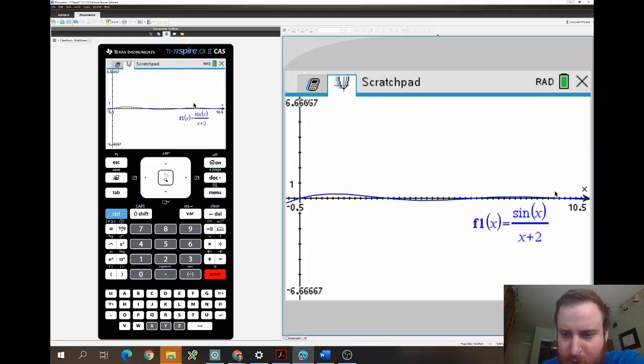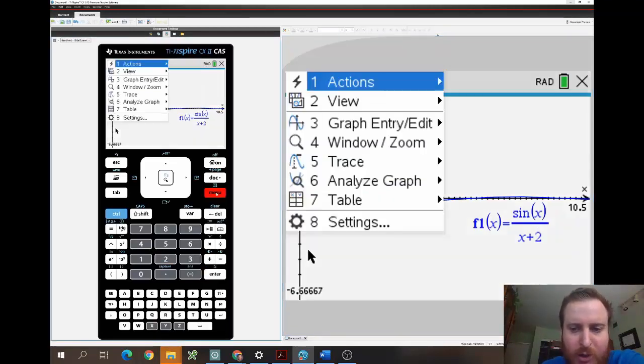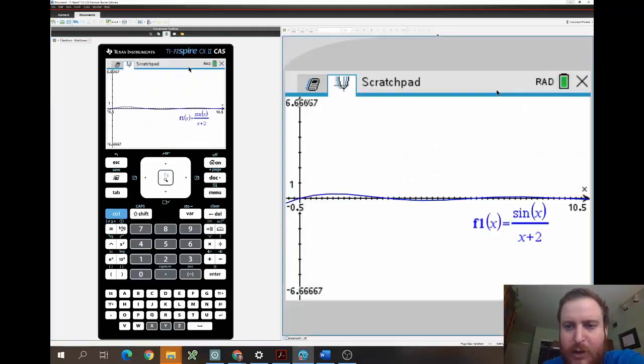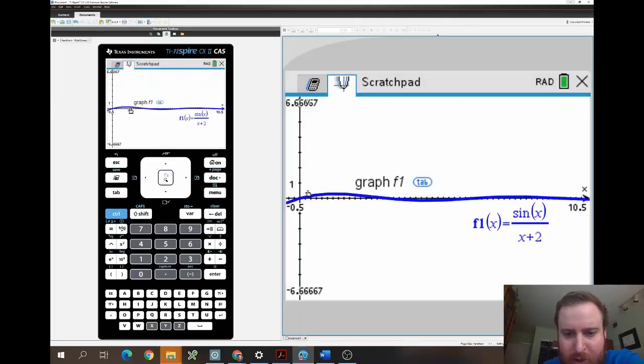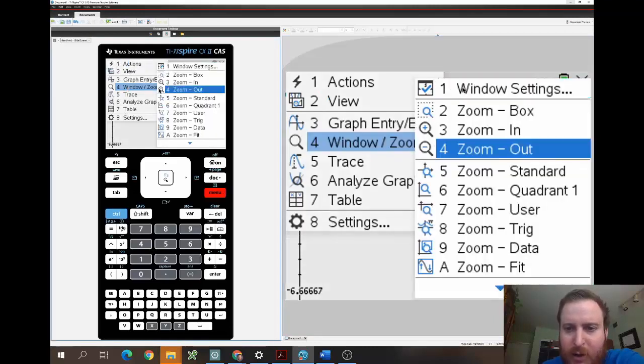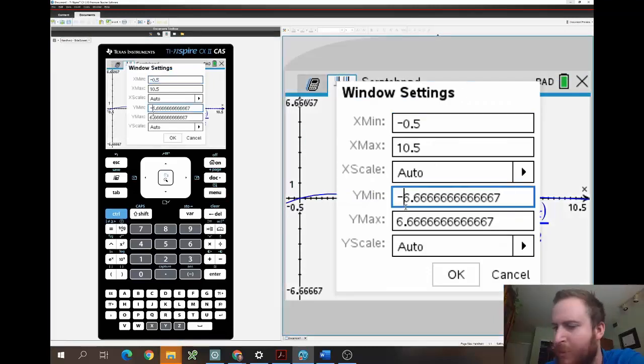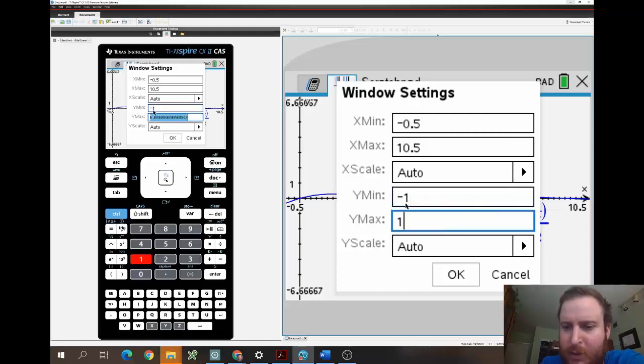Now, I do see this is pretty zoomed in, because right now my y values are pretty big. To zoom that in, we can go to Window Zoom, Window Settings. Now I went from negative 0.5 to 10.5 because I was going from 0 to 10 and I want it to be a little bigger and smaller. For my y values, we can see that they never go above 1 or below negative 1, so I'm going to zoom in by saying I want my smallest y to be negative 1, and I want my biggest y to be positive 1.